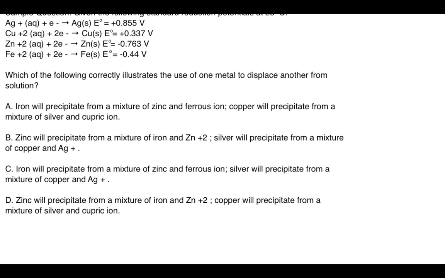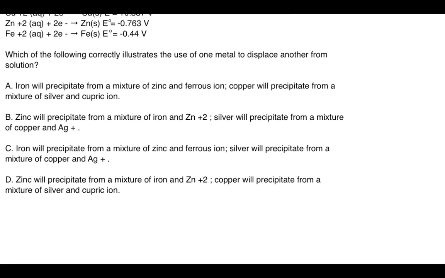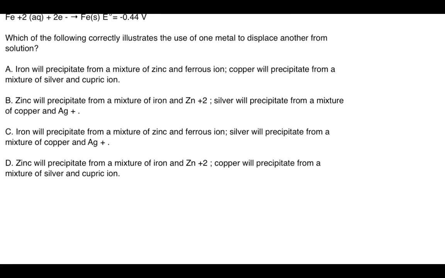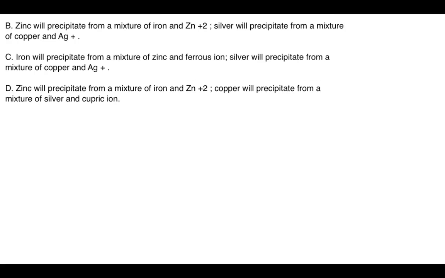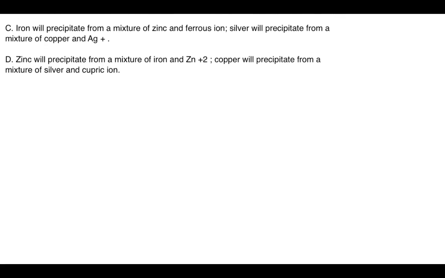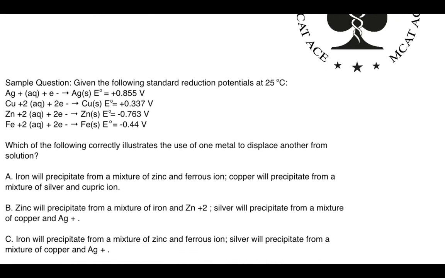So what I'm going to do is outline the way that you would go about solving this. Let's take example A, where it says iron will precipitate from a mixture of zinc and ferrous ions, and then the copper and silver example as well. So to get started, let's look at the zinc and the iron. The half potentials that are given to you, we're going to be utilizing this material up here.